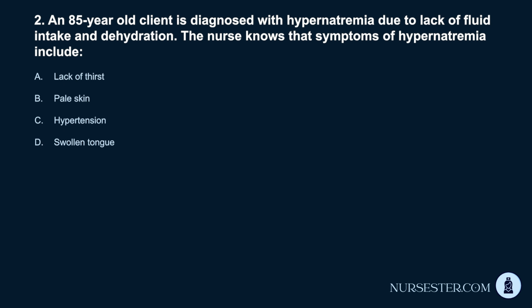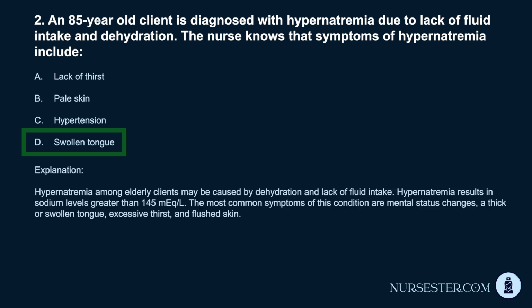2. An 85-year-old client is diagnosed with hypernatremia due to lack of fluid intake and dehydration. The nurse knows that symptoms of hypernatremia include: A. Lack of thirst. B. Pale skin. C. Hypertension. D. Swollen tongue. Correct answer: D. Swollen tongue.